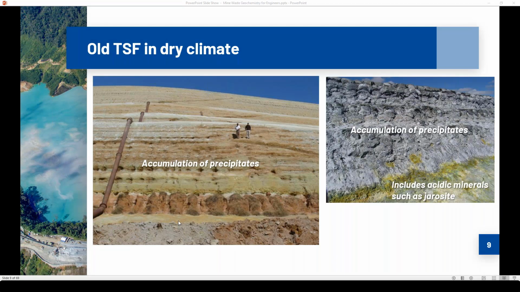In an old tailings storage facility, we can see down near the bottom of that TSF, on the left-hand photo there is myself and one of my colleagues for scale. We can see the accumulation of those precipitates at the bottom of that TSF. And if we zoom in closer, we can really see some of those acidic secondary minerals that form. And in this case, that includes some acidic minerals such as jarosite.